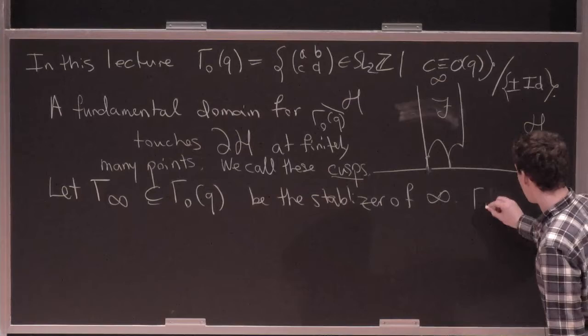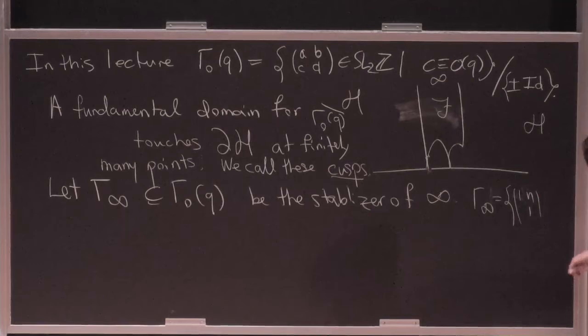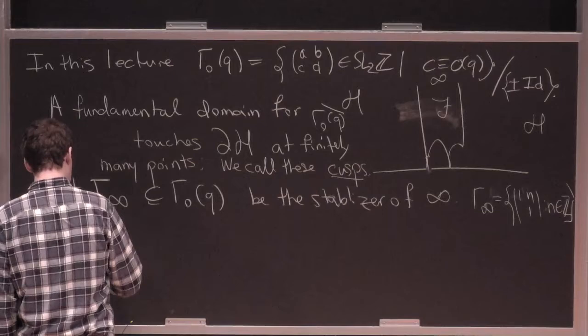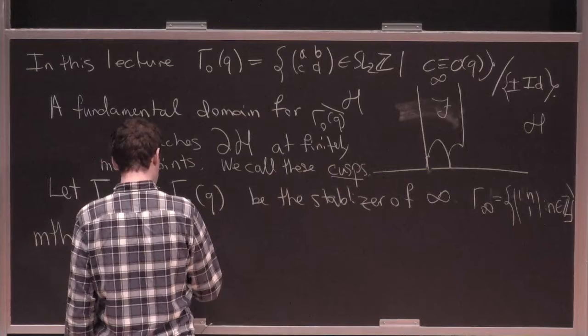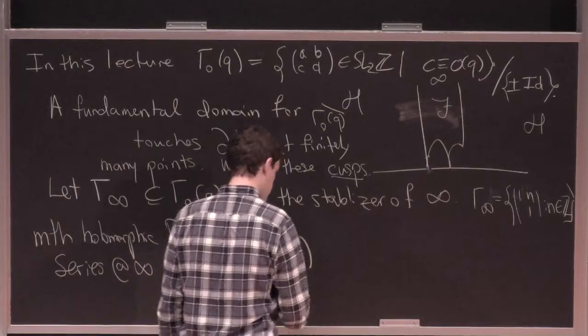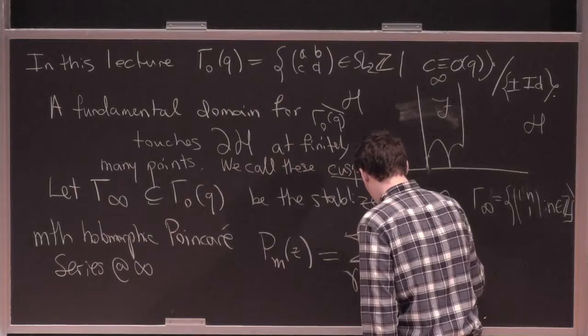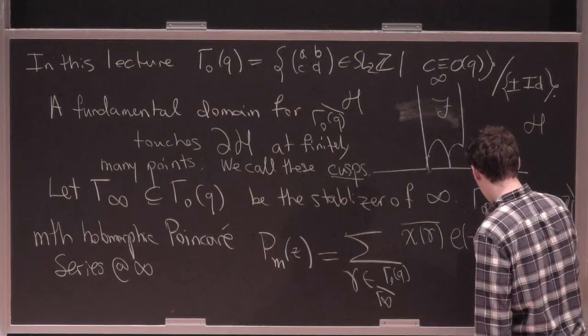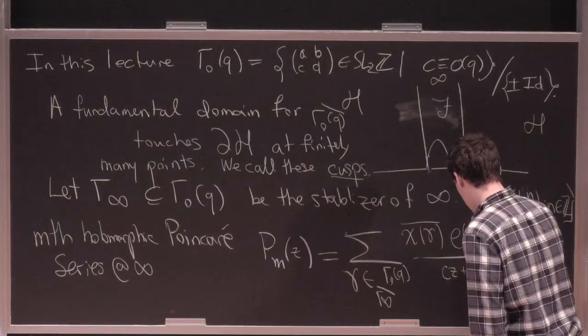So gamma infinity is just these upper unipotent matrices. Okay, so then the mth holomorphic Poincaré series at the cusp infinity is given by the following expression. So I'm going to sum over gamma running through gamma naught of Q mod gamma infinity. And then I'm going to take chi gamma bar e of m gamma z over cz plus d to the k.